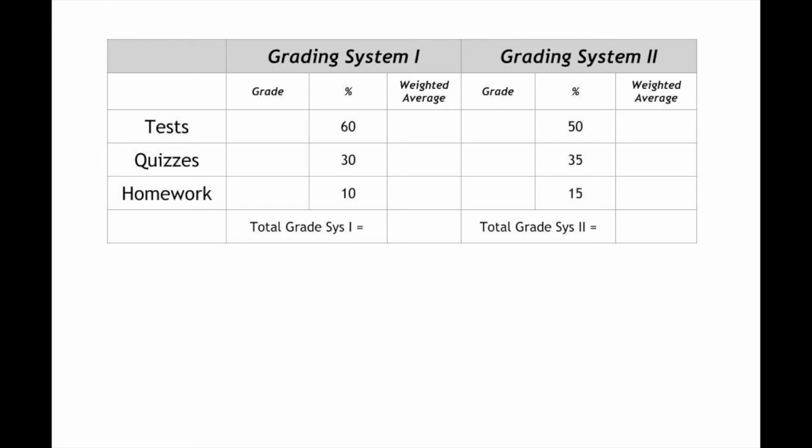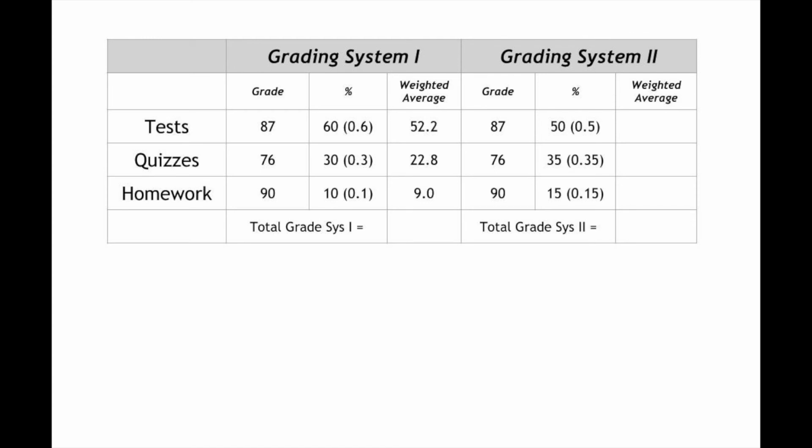Elvis has a quiz average of 76, a homework average of 90, and a test average of 87. What would be his average under each of the systems? So 87, this is how we have to do it. We're going to take the 87 and multiply it by 0.6. 87 times 0.6 is 52.2. 76 times 0.3 is 22.8. And 90 times 0.1 is 9. So add all those numbers together is an 84.